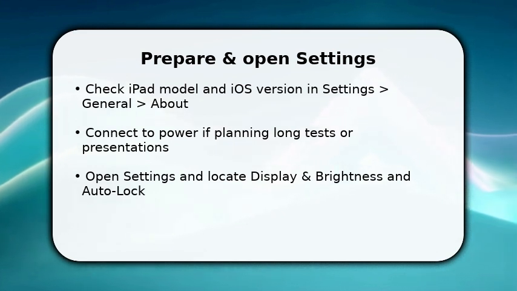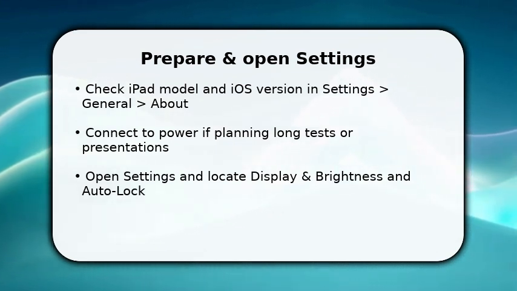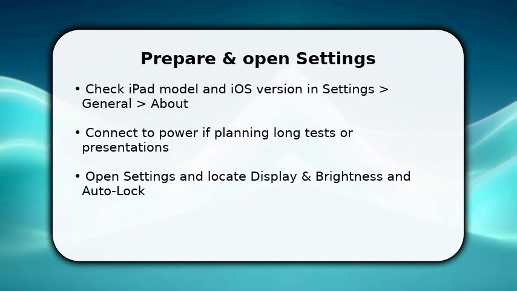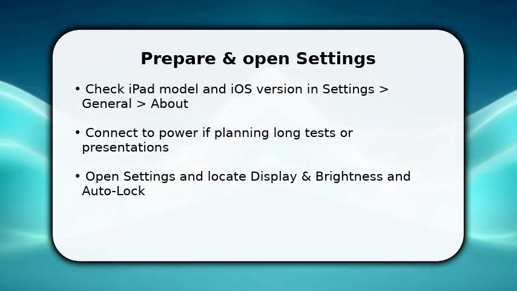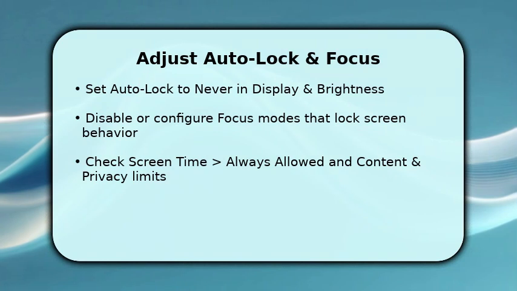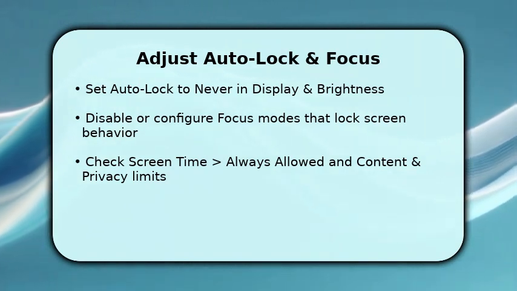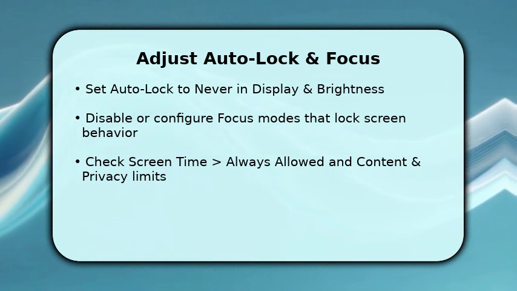Make sure focus and screen time are accessible because they can override auto lock. Now proceed to change auto lock. This is the primary control that prevents the screen from turning off. Set auto lock to never under display and brightness to stop automatic sleep. That's the core change. Next, check focus modes.